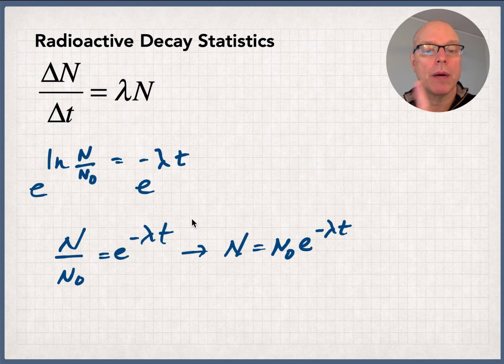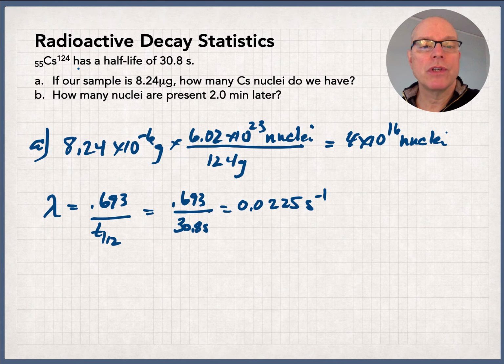So let's work a couple of examples, and you'll see it's not bad at all in practice if you just remember the log rules. Okay, let's get to it. In our first example, we have cesium-124, which has a real short half-life, so it's going to be very radioactive. We start out with 8.24 micrograms, and they want to know how many nuclei. I already worked that out because you should know how to do that from the last slide deck. We just do 1 mole over 1 mole of cesium-124, and we get 4 times 10 to the 16 nuclei in our sample.